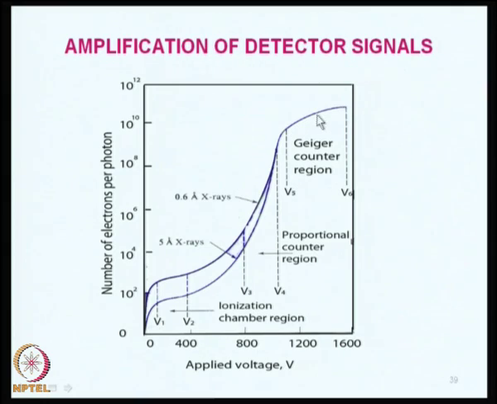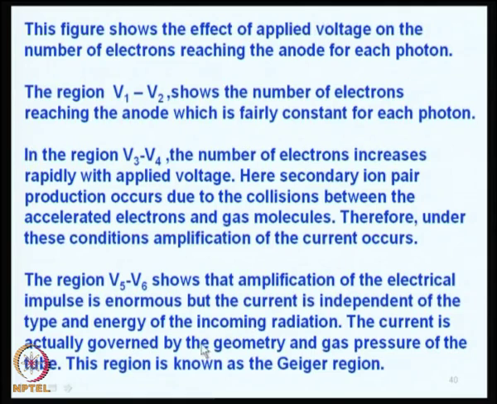So, in the third region, that is V5, V6, again there is a sort of saturation occurring, and the amplification is enormous, but the current is independent of the type and energy of the incoming radiation. The current is actually governed by the geometry and gas pressure of the tube. This region is known as the Geiger region.